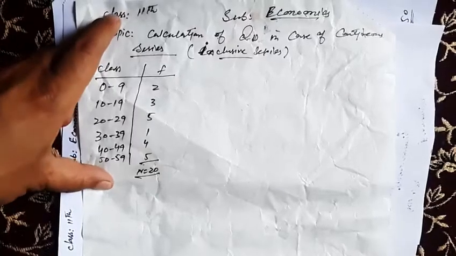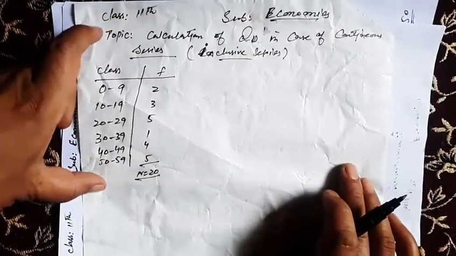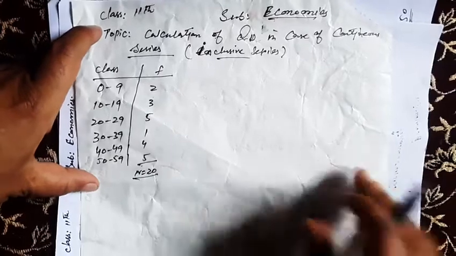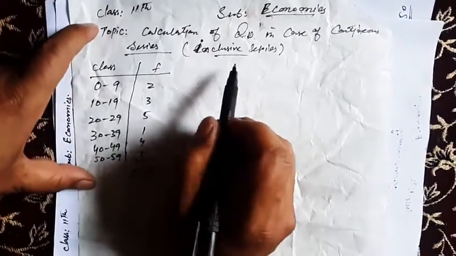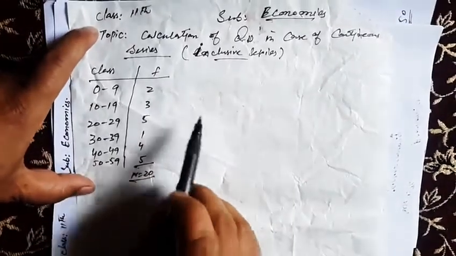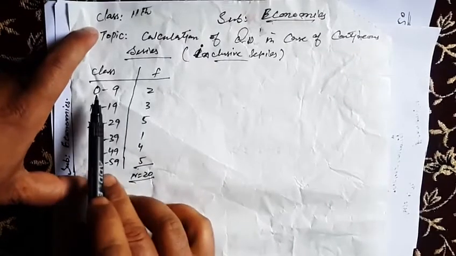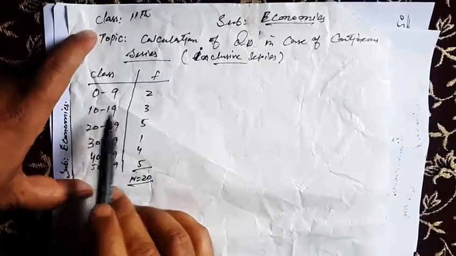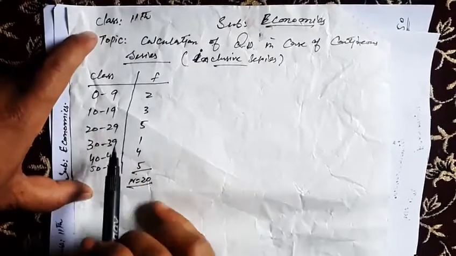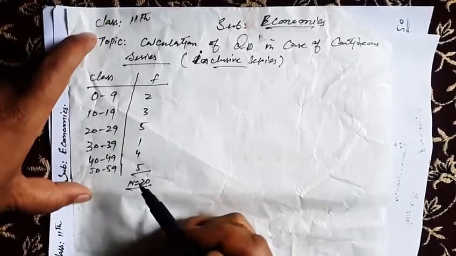Assalamu alaikum dear students. Today our topic is the calculation of quartile deviation in case of continuous series but inclusive series. As you know, inclusive series is a series where the upper limit is not repeated. It is 0 to 9 and 10 to 19. This is inclusive series as we have already discussed in case of median.